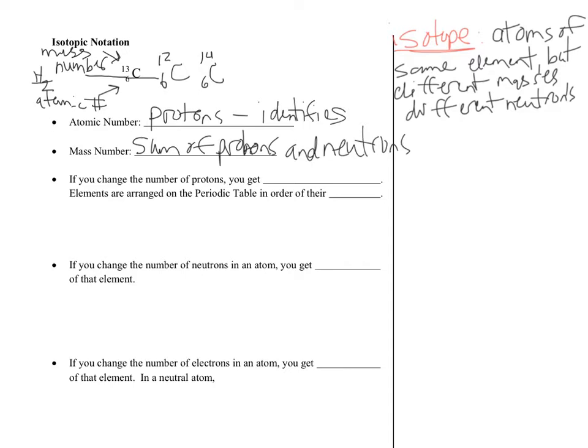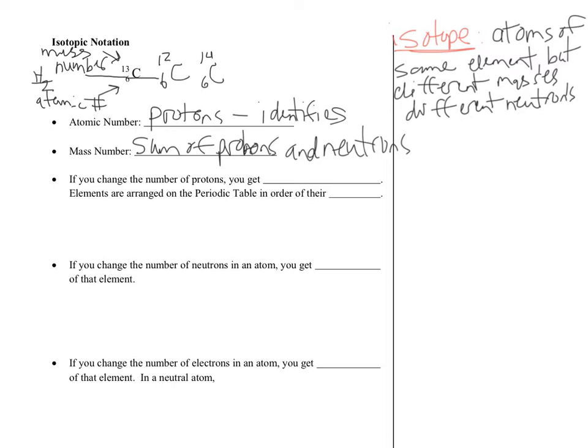So the idea about isotopes is, if I look here, I have 3 carbons. They're all carbon. They all act like carbon. But this one weighs 13, this one weighs only 12, and this one actually weighs 14. So these are 3 different isotopes of carbon. This is the way we write them, with the 13, the 12, and the 14. What we call them is carbon 13, carbon 12, and carbon 14. So when we talk about isotopes, that's how we name them.